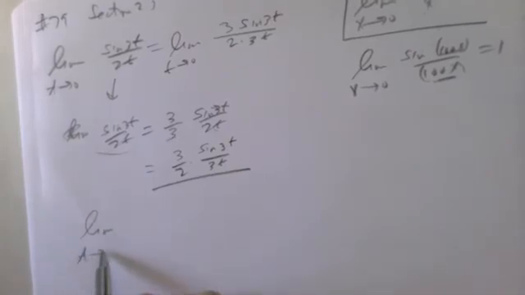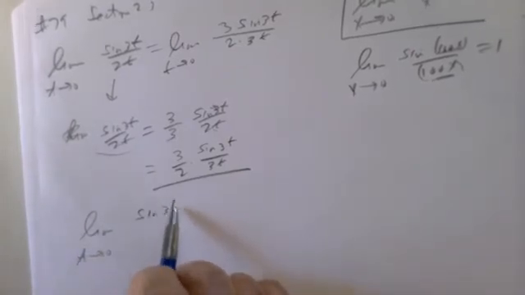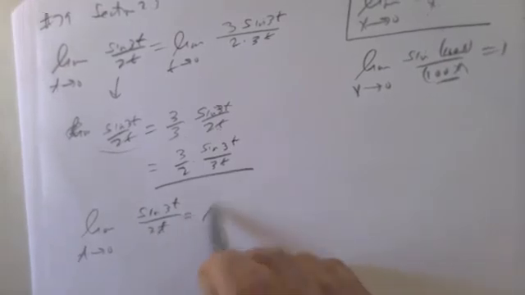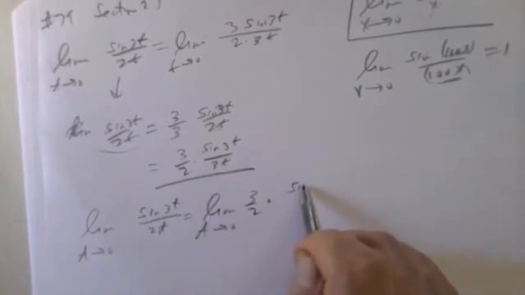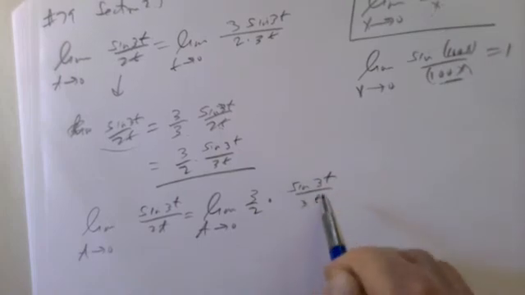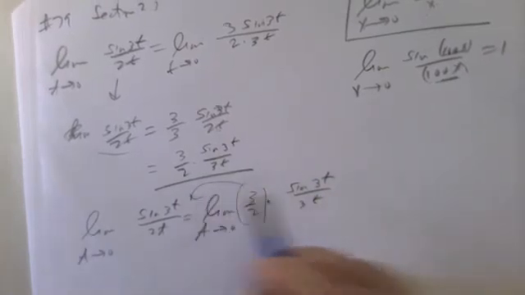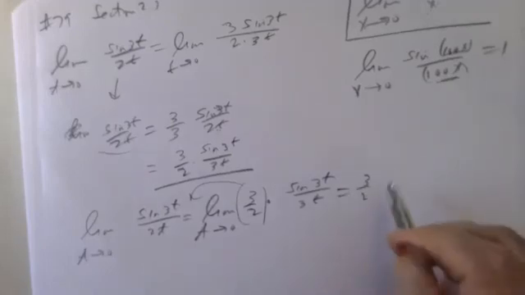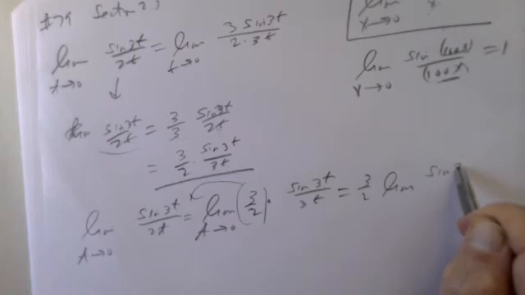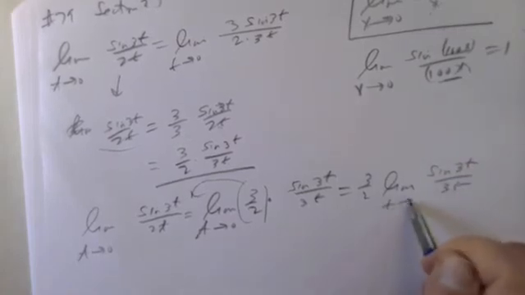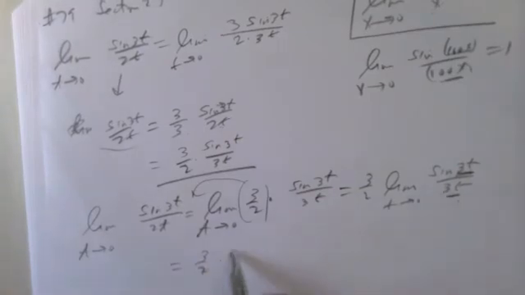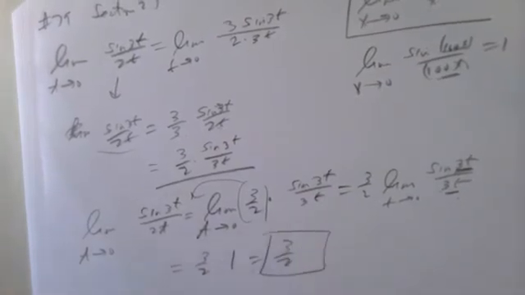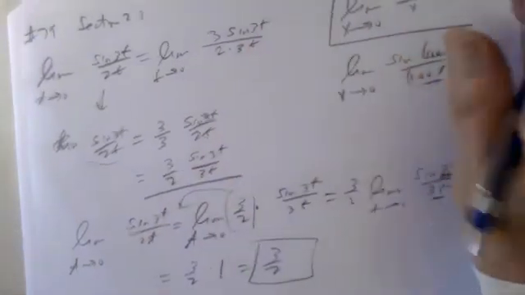So I can say the limit as t goes to 0 of the sine of 3t over 2t is the limit as t goes to 0 of 3/2 times the sine of 3t over 3t. This is a constant. You can always take a constant outside a limit. This is 3/2 times the limit of sine 3t over 3t as t goes to 0. Now I have exactly the same thing as the argument for the sine and in the denominator. So this is 3/2 times the limit, which is 1. So the answer is 3/2.